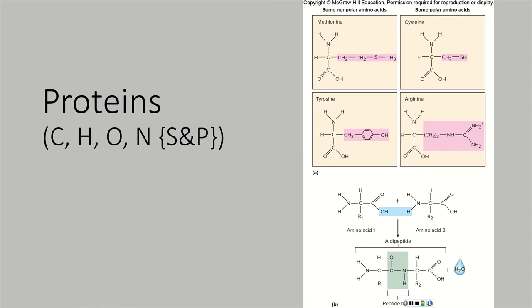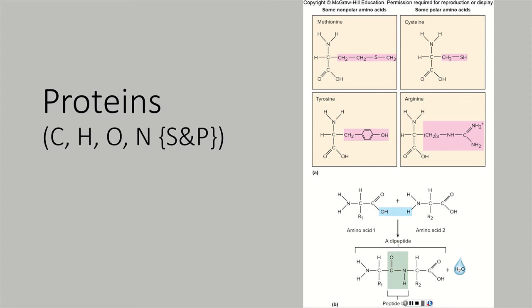Okay, so now we're going to talk about proteins, our third class of macromolecule. Proteins are going to be made of carbon, hydrogen, oxygen, and nitrogen, and some of them will also include sulfur and phosphorus, but all of them will have C, H, O, and N.